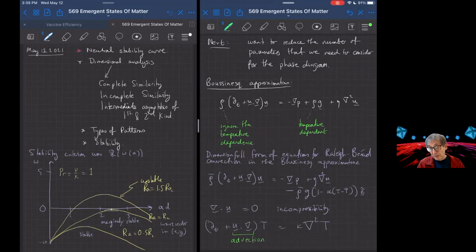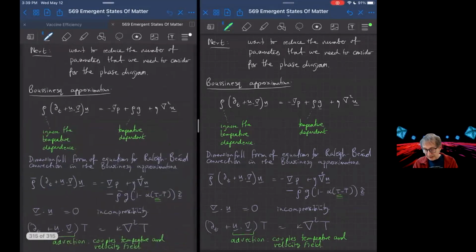And you can see that it couples the temperature and the velocity field. So the velocity field impacts the temperature field, and then the temperature field impacts the velocity field because it enters into the equation for the velocity. And so that's why these equations are very complicated, because there are these feedback effects between these two variables.